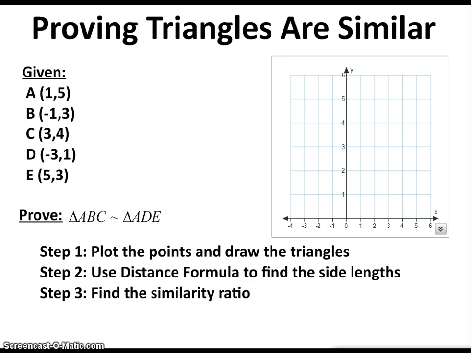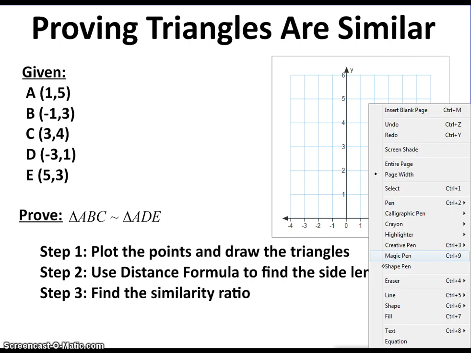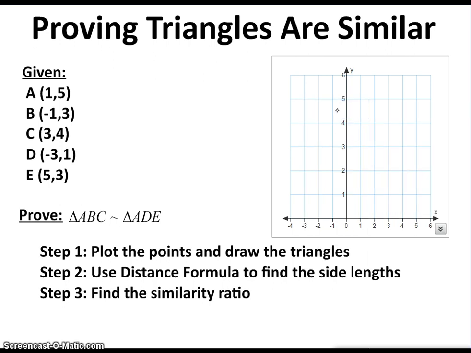Alright, so let's go ahead and work on proving triangles similar. Remember that we've already learned angle-angle similarity, side-angle-side similarity, and side-side-side similarity. So what we're going to do is take these points and see what's up. So I'm going to draw a line here, because apparently I cannot draw a line. So 1, 5 is A, negative 1, 3 is B, C is 3, 4. So that'll be my first triangle.